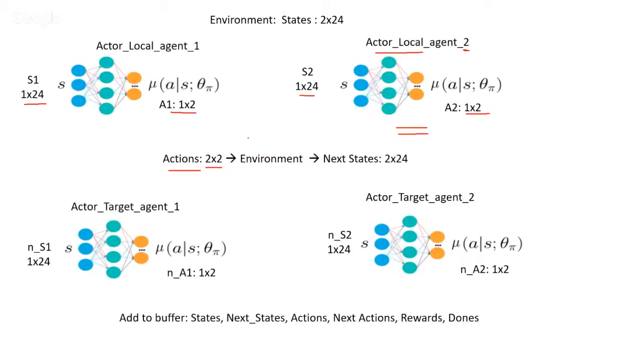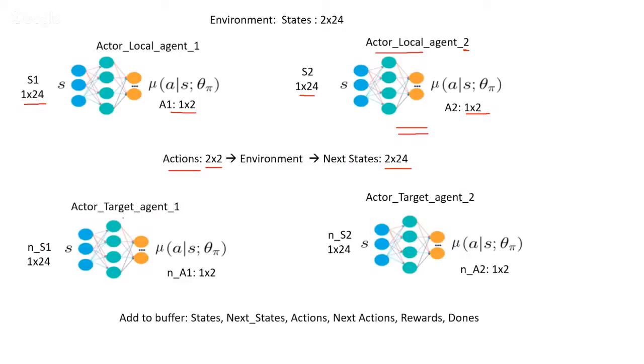Remember the environment.step command. So the action will go into the environment, and the environment will give me the next state, which is also 2 by 24, just like this. Now again, the top row of the next state belongs to agent 1, and the second row of the next state belongs to agent 2.